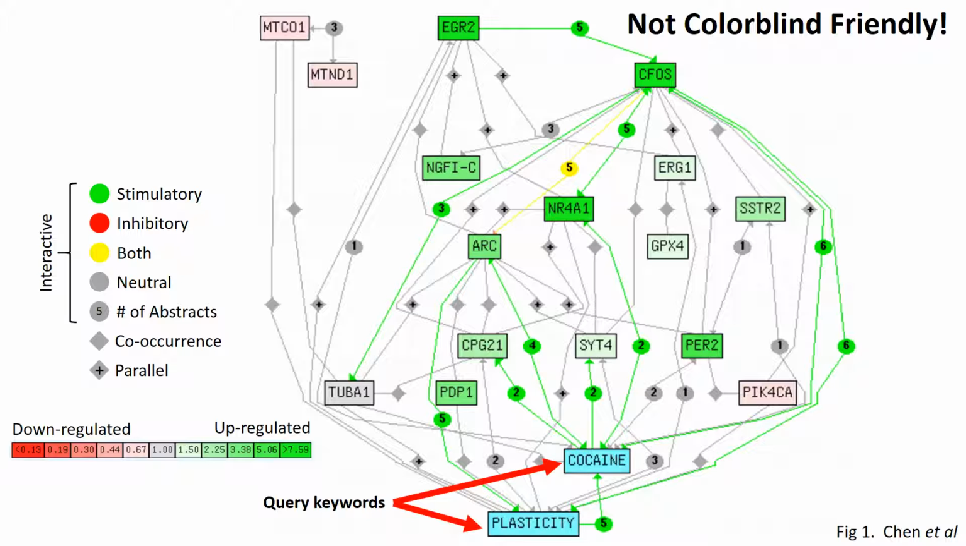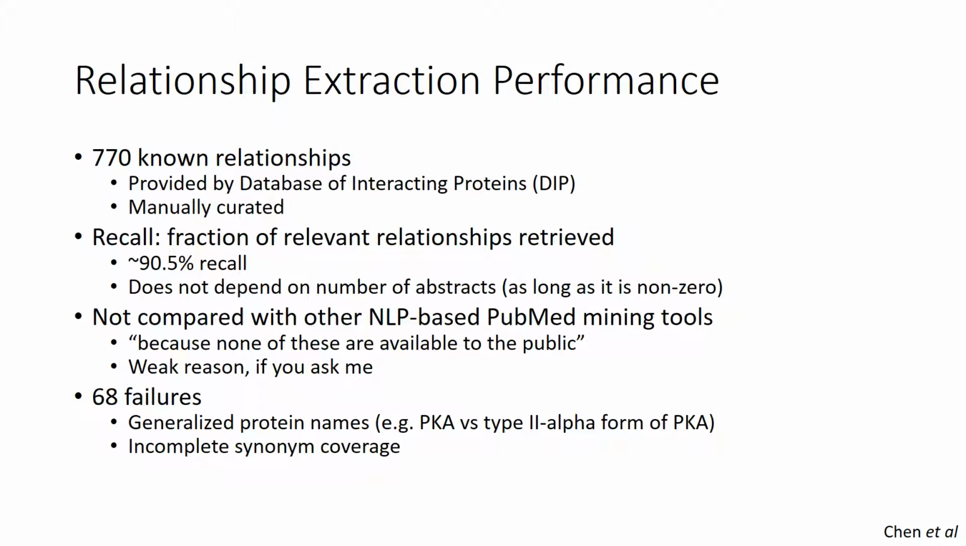Now, what does color mean? The green means stimulation, and the red means inhibition. And there's a key here on the left where you can get more information. The lines show the relationships between the terms. I did look at this and notice that it doesn't seem to be colorblind friendly. That's just an interesting critique I had for this specific diagram.